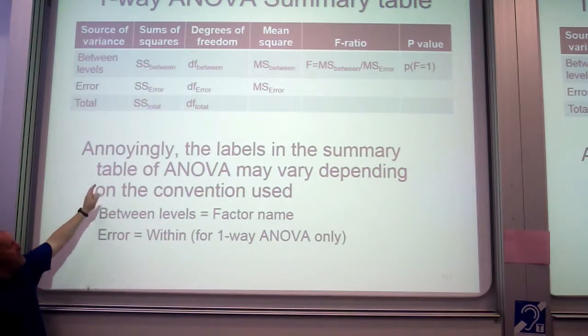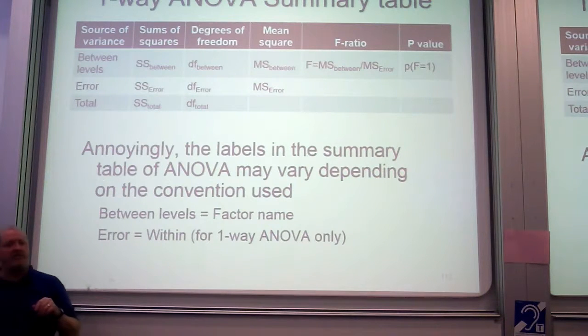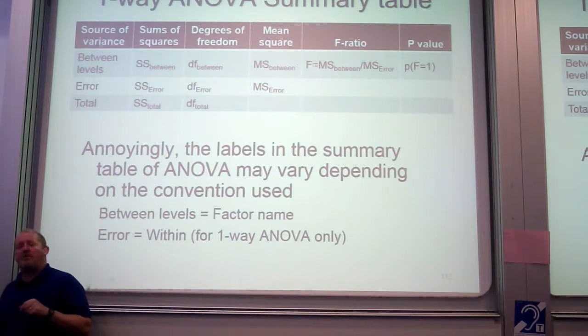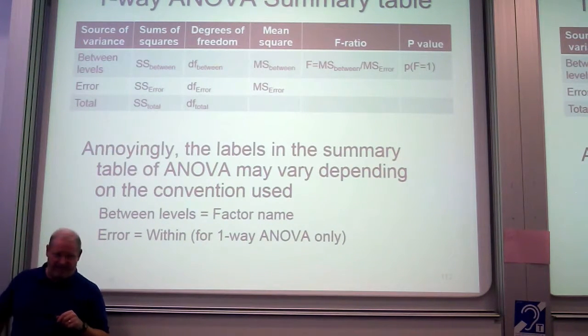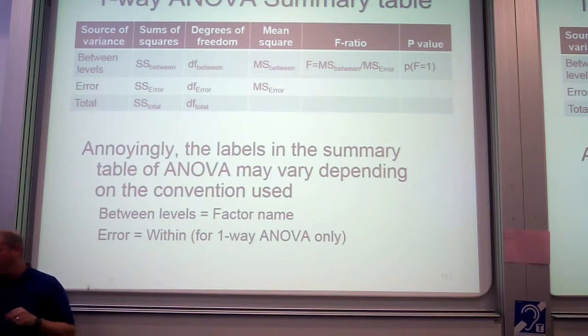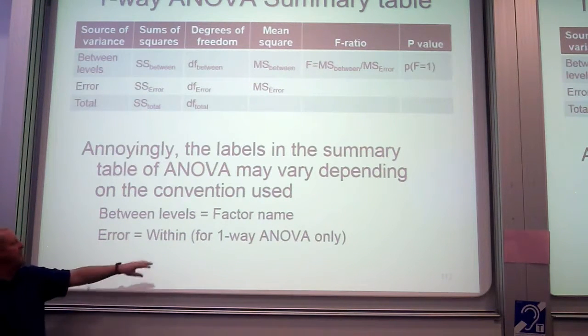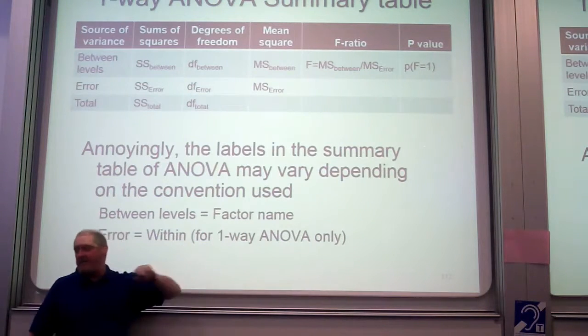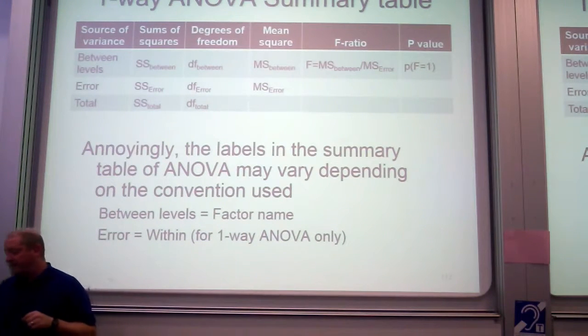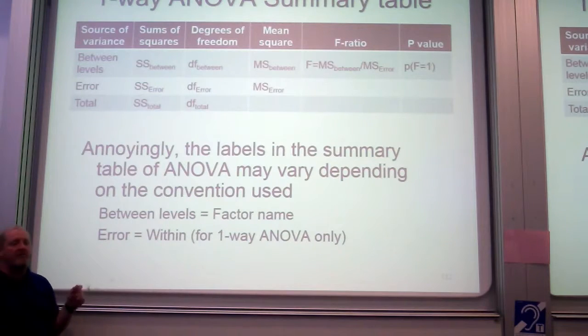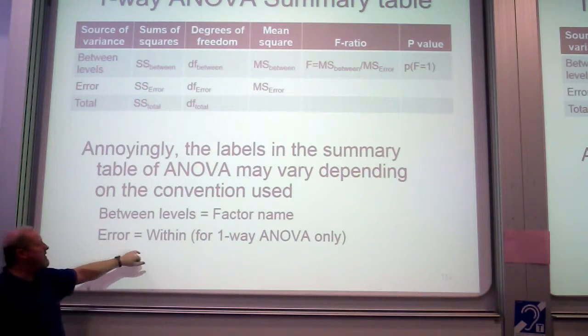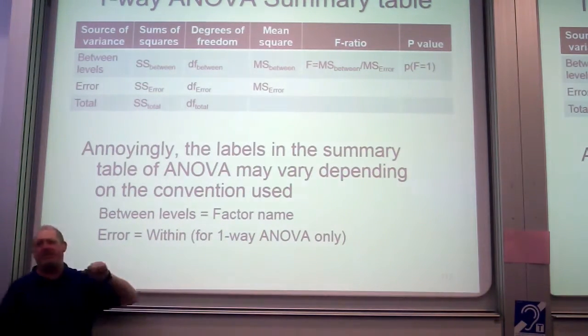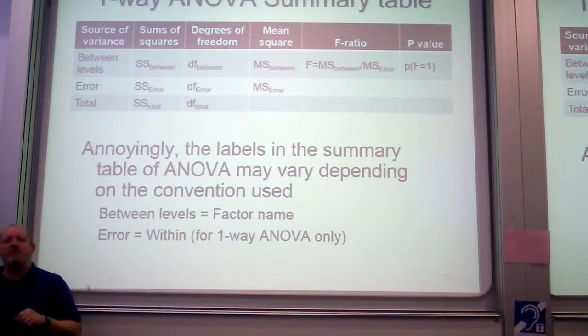The most annoying thing is that labels in ANOVA tables vary. I'm not quite sure what SPSS is calling all of these things these days. Between levels is often given just as the factor names, was what SPSS used to do. You will sometimes see people call the error term the within subjects error. It's the most confusing term ever.